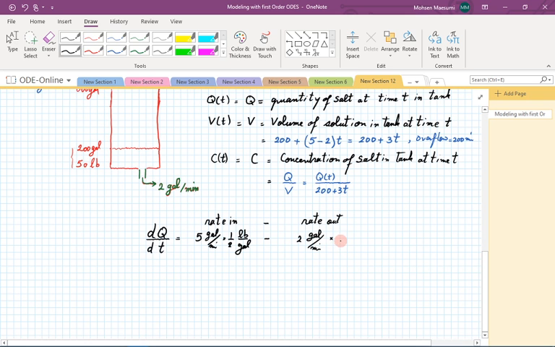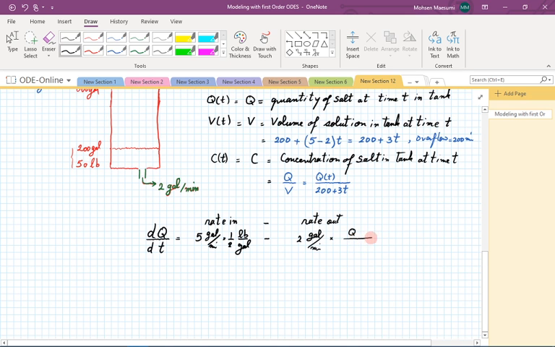Now, this concentration is changing. That's what the problem is essentially after. We don't know any number for it, but we know the concentration of salt in the tank at any time is this ratio. So that's just what I am going to write here. It's going to be Q.